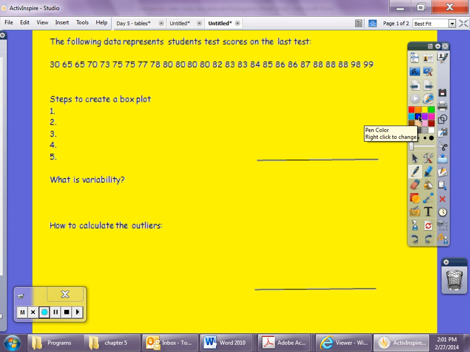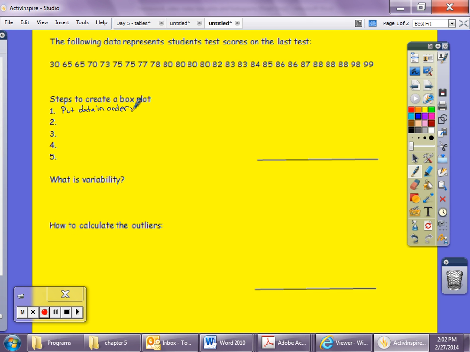So when we want to create a box plot, there's 5 things we're going to look at. The first thing is we want to put the data in order. Now I already put the data in numerical order for you, so step 1 is already done.